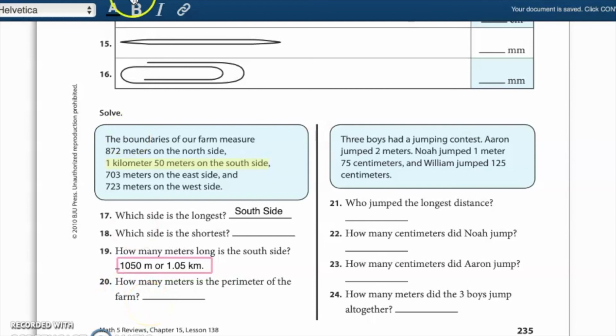Okay, then number 20, how many meters is the perimeter of the farm? What is the perimeter, fourth graders? Perimeter is the surrounding of the farm. So how do we find the perimeter? By adding all sides. So all you need to do is just add 872, 1050, 703, 723, and just give me the answer in meter or kilometer. That's up to you. And number 21, 22, 23, and 24 will be the same as 17 through 20.